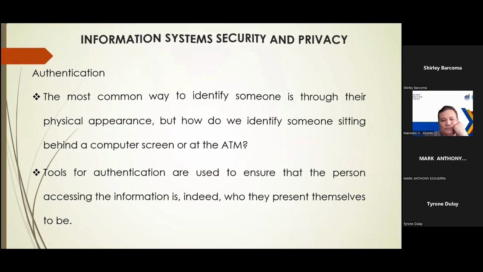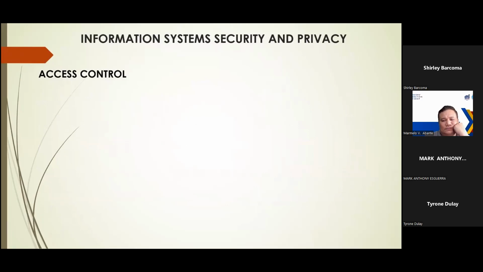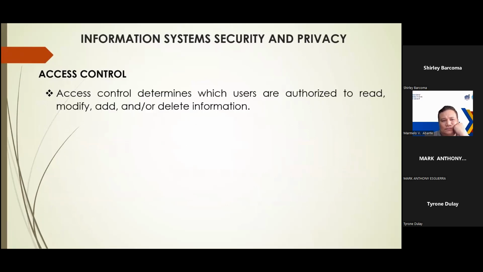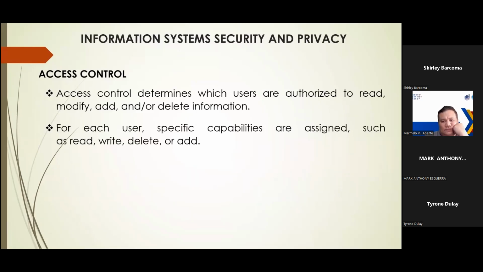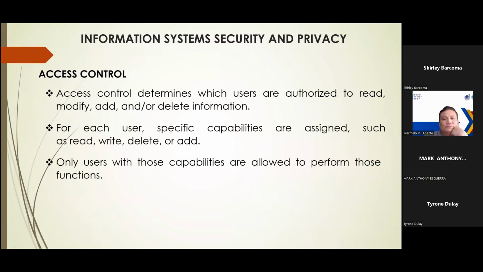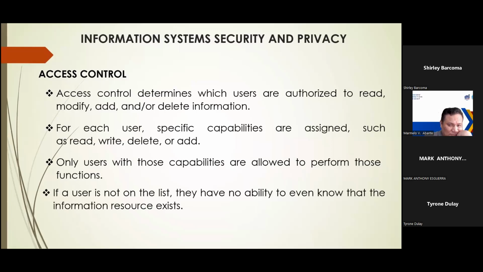Next is access control. Access control determines which users are authorized to read, modify, add, and delete information. For each user, specific capabilities are assigned, such as read, write, delete, or add. Only users with those capabilities are allowed to perform those functions. If a user is not on the list, they have no ability to even know that the information resource exists.